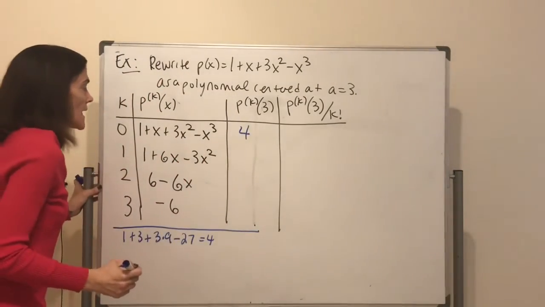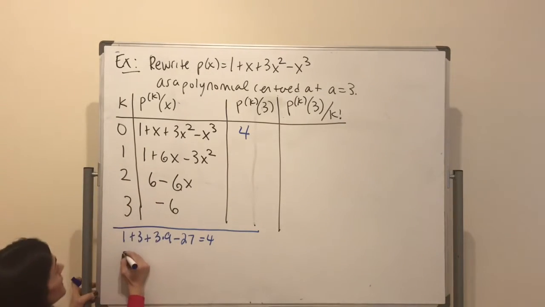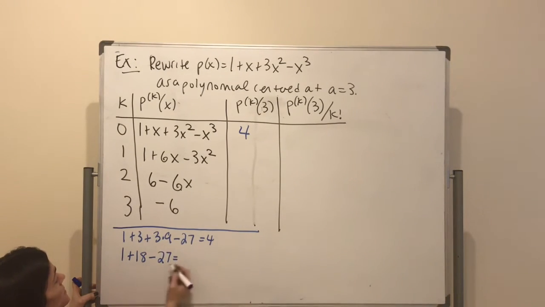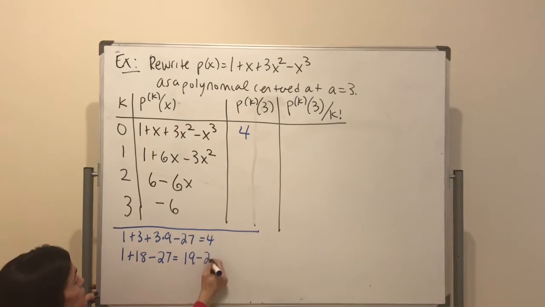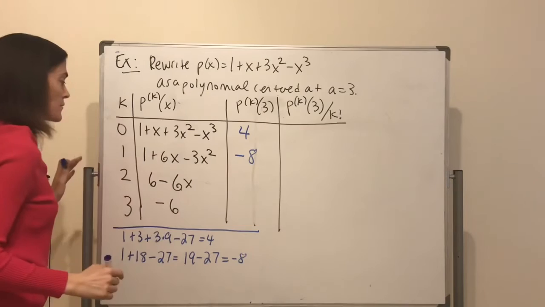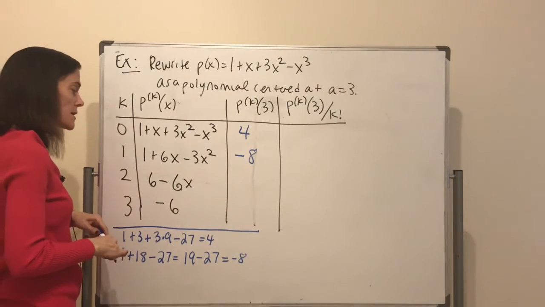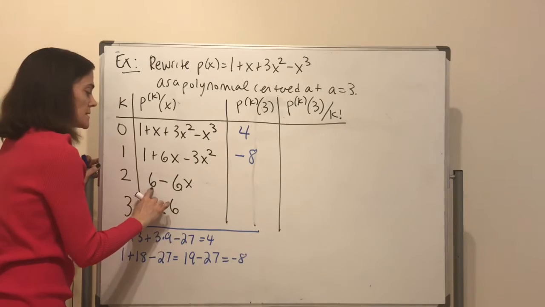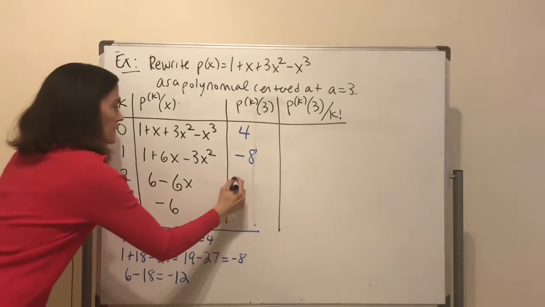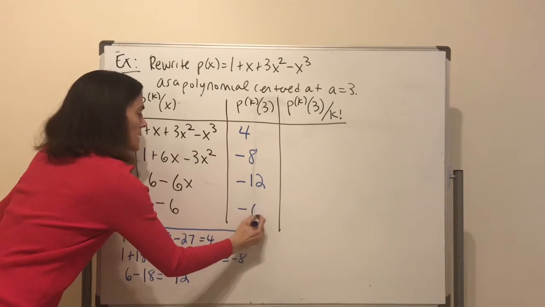Okay. If I evaluate this at 3, I get 1 plus 18 minus 27. This is 19 minus 27. This gives me negative 8. Now the other two at 3, I think I don't need to write at the bottom. Oh, well, this is going to be 6 minus, maybe this one I will, 6 minus 18. Okay, not too bad. Negative 12. And then this one's negative 6.